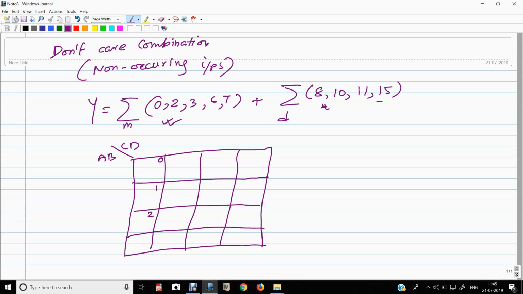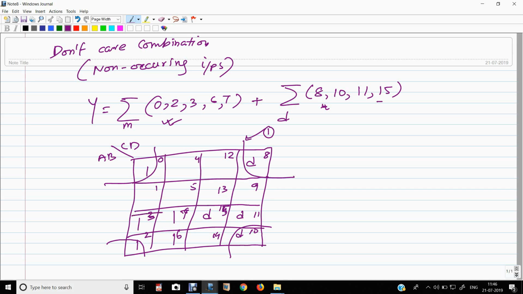So this will be like this: 0, 1, 2, 3, 4, 5, 6, 7, 8, 9, 10, 11, 12, 13, 14, 15, right? Now we have 1 in 0, 1 in 1, 1 in 2, 1 in 3, 1 in 6, and 1 in 7. And we have don't care at 8, D in 10, D in 11, D in 12, and 15, D. So we can group together like this. We can have this outer grouping, okay, this is number one grouping. We have this grouping, number two grouping, and we have number three grouping.